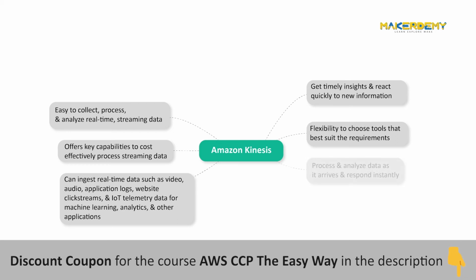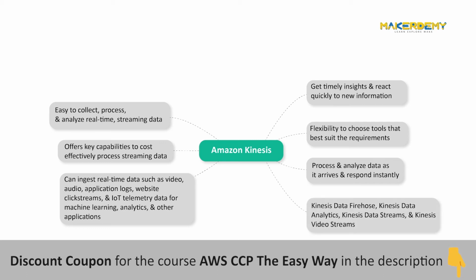Amazon Kinesis enables you to process and analyze data as it arrives and respond instantly instead of having to wait until all your data is collected before the processing can begin. Amazon Kinesis currently offers 4 services: Kinesis Data Firehose, Kinesis Data Analytics, Kinesis Data Streams, and Kinesis Video Streams.